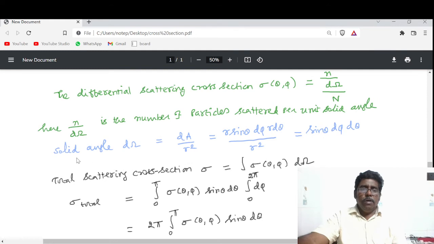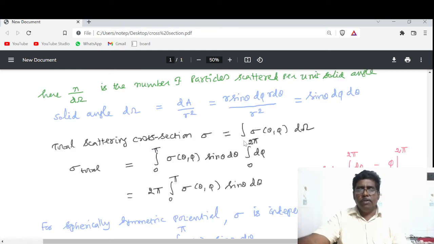Now if you want to calculate the total scattering cross section, we just have to integrate this sigma of theta comma phi into d omega for the entire solid angle. We have to expand this equation. The solid angle d omega equals surface area divided by radius square. This is r sin theta d phi r d theta divided by r square. That is equal to sin theta d phi d theta, because r square, r into r, cancelled out. Then total scattering cross section sigma equals differential scattering cross section into d omega, the entire thing integrated.